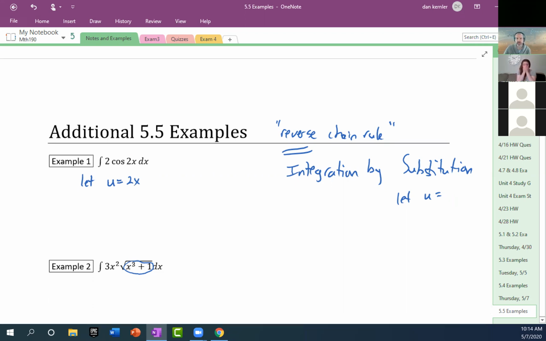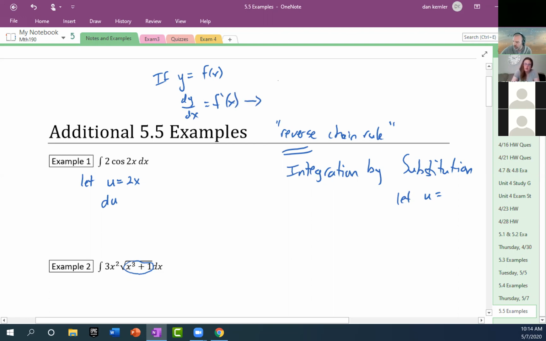And then I'm going to find the differential du. I don't know if you remember this, it's been a while. If y is equal to f of x, we know dy/dx, the derivative, is f prime of x. But if we want the differential, that's just dy, that's f prime of x dx. So the differential du is 2 dx.